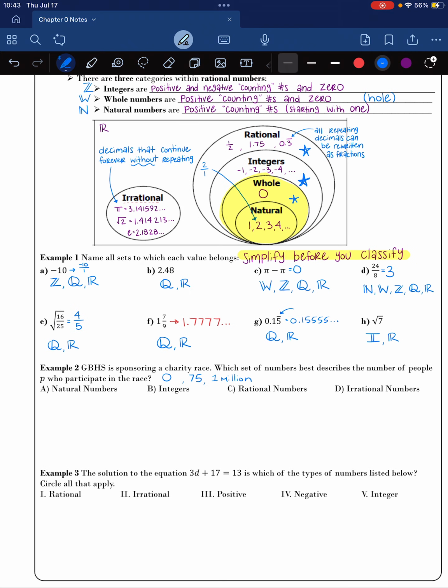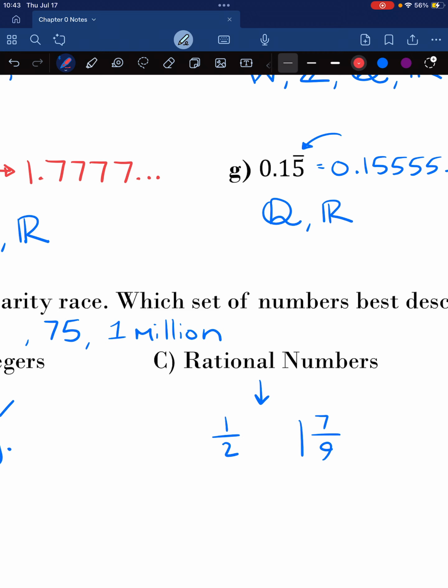Okay, that also goes with rational numbers. Rational numbers include fractions like 1/2 or 1 7/9. So again, while 75 and 1 million do belong to rational numbers, all rational numbers don't necessarily best describe, and that's our key word there, best describe who's participating.